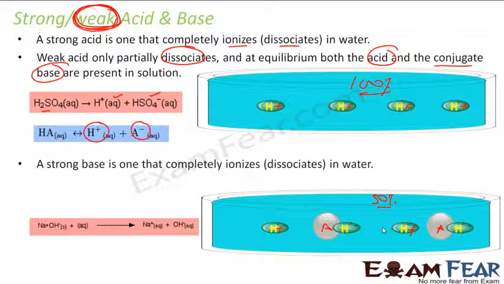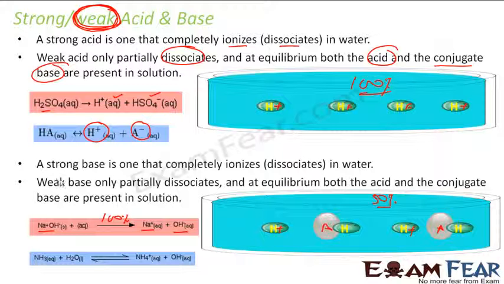Similarly with the base, same thing. A strong base is one which dissociates completely in water. For example, NaOH is a very strong base. The moment you put it in water, it becomes Na plus and OH minus ion. Very, very strong base, almost 100% ionization.